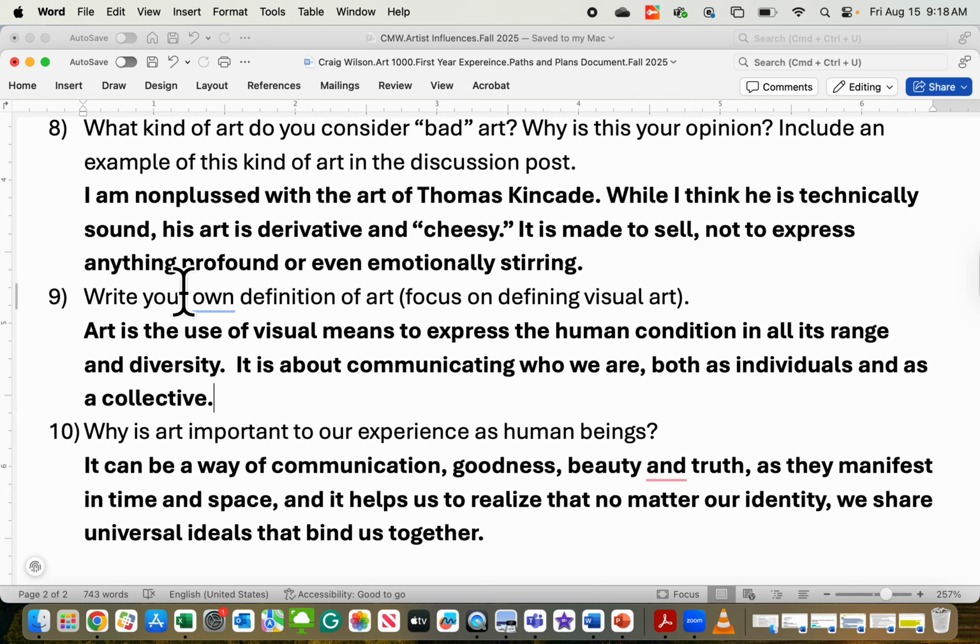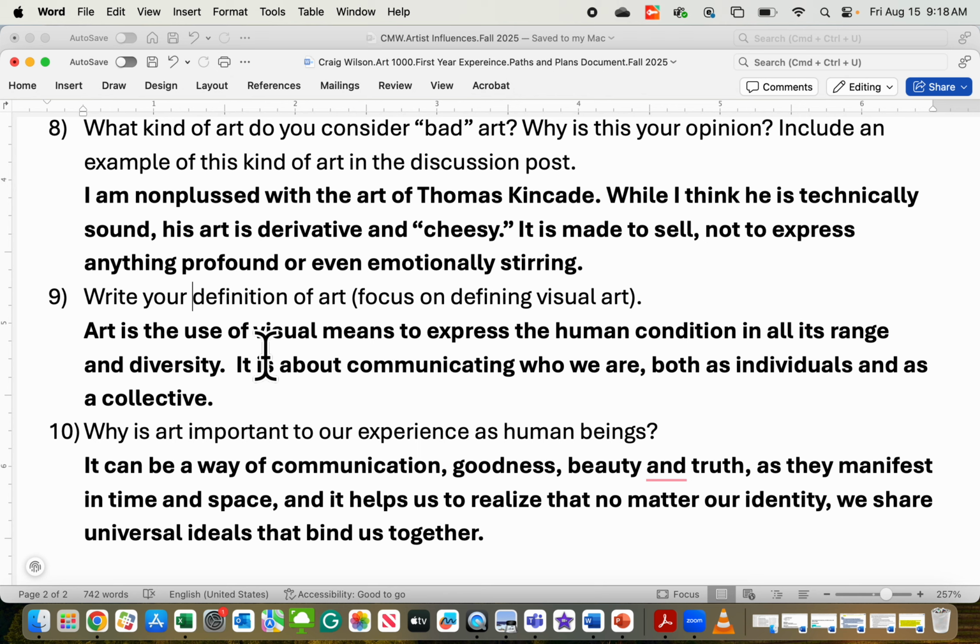So when I'm writing my own current definition of art, I'm thinking about visual art in particular. I think that art is the use of visual means to express the human condition in all its range and diversity. It is about communicating who we are, both as individuals and as a collective. So for me, art, fundamentally, its purpose, in philosophy, this is telos or teleology. Its purpose is about communication. There's a lot more to it. Obviously, we have to know something in order to communicate it, and art can help us know things. But fundamentally, it's about communicating who we are as individual artists and as part of the human experience.